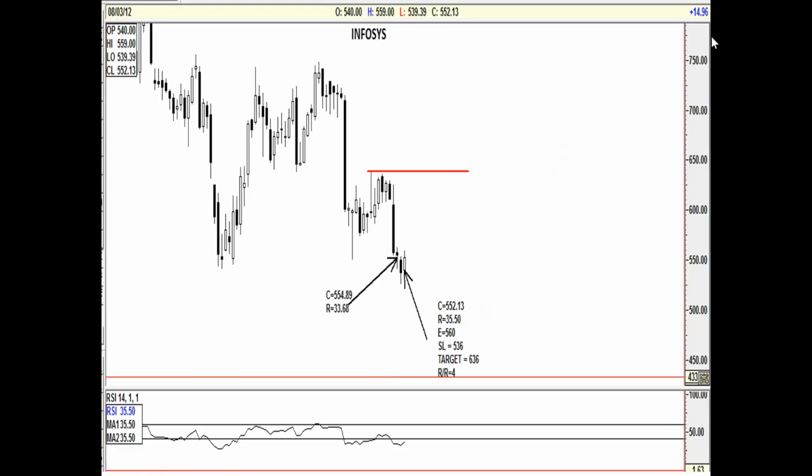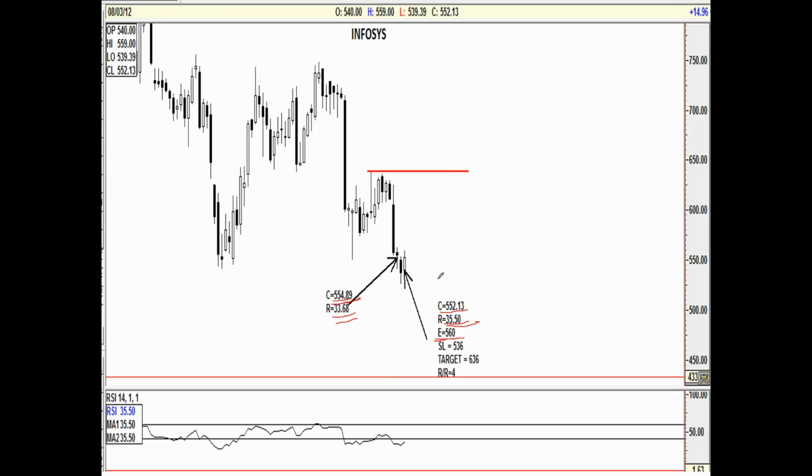Next example. There are a lot of examples. It will make things very clear. So this is the weekly chart. Here the close is 554.89. RSI is 33.68. On the third candle, the close is 552.13. That means the close is lower. RSI is 35.50. That means the RSI is higher.